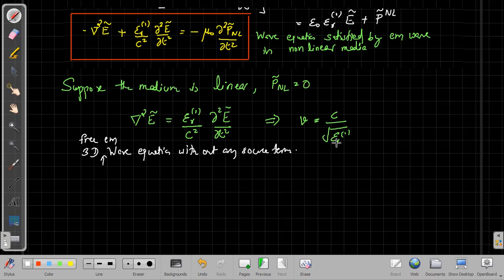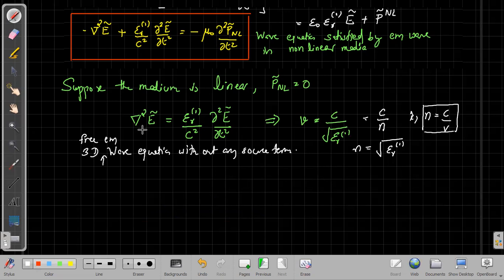The square root of epsilon R1 we can identify as the refractive index. So this can also be written as c by n, that is, n equal to c by v. So n is the refractive index. So what would be the expression for the refractive index? The refractive index is square root of epsilon R1. So for the linear media, the refractive index of the medium would be equal to square root of epsilon R1 if the material is non-magnetic. Okay, so it's very simple.